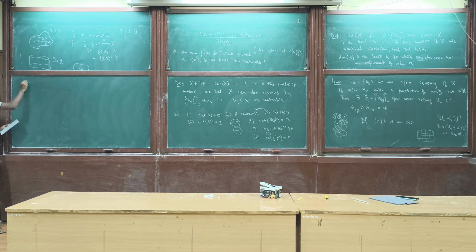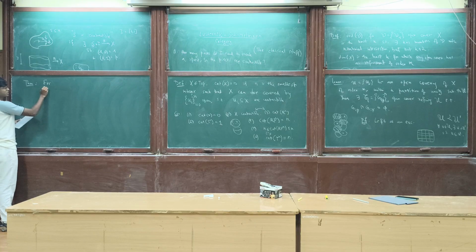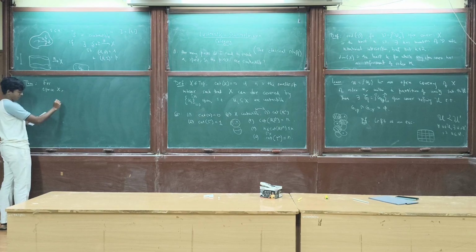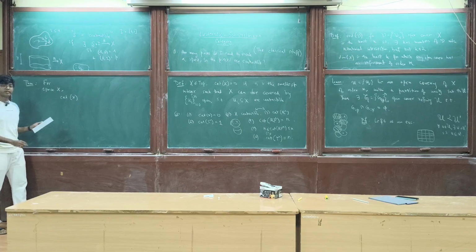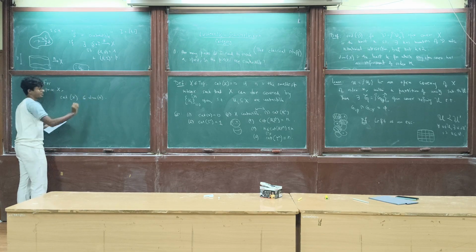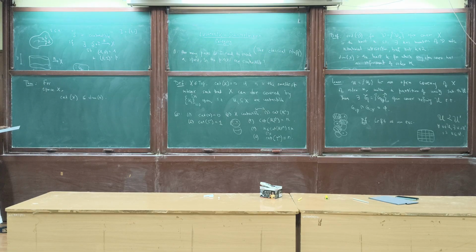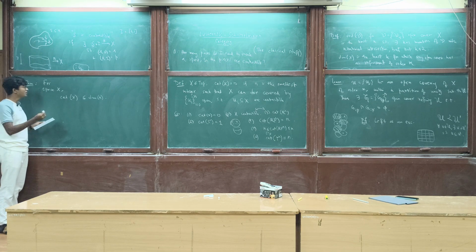Now we come to the first non-trivial theorem of today. For a space X, we have the inequality: the LS category is always less than or equal to the dimension. Now, this looks too nice to be true, so it's not quite true. We need some adjectives over here. What adjectives?